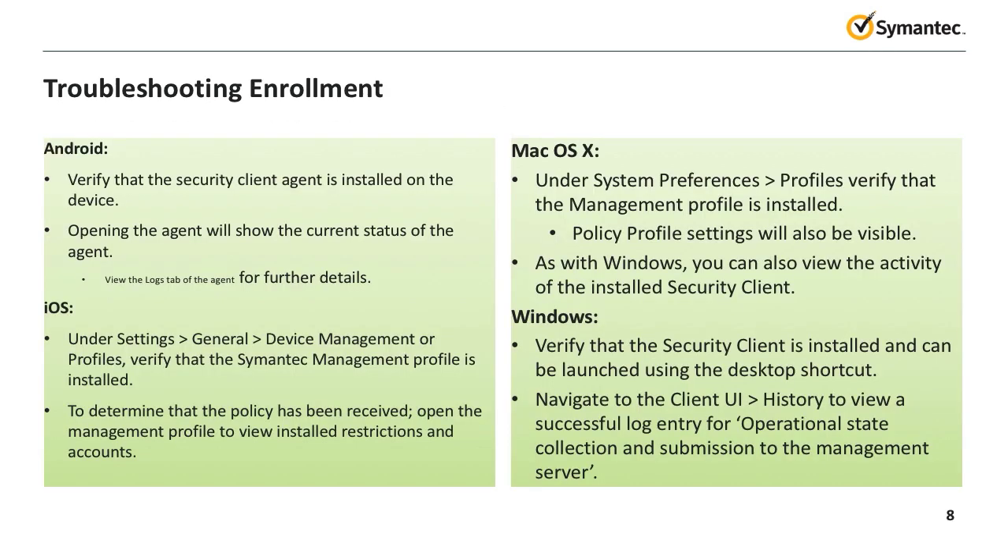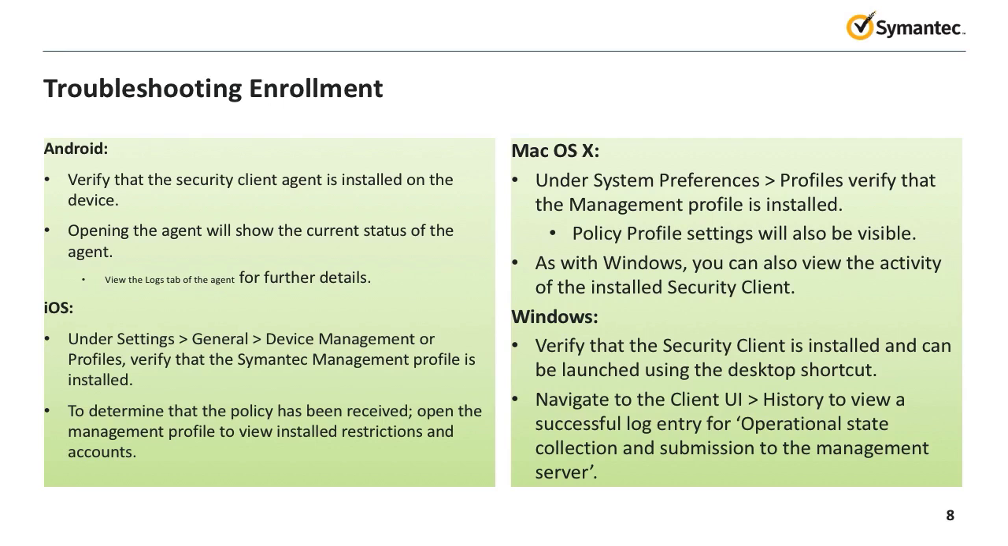Other troubleshooting tips include, for Android, verify that the security client agent is installed on the device. Opening the agent will show the current status of the agent. View the Logs tab of the agent for further details. For iOS, on the device, under Settings, General, Device Management, or Profiles, verify that the Symantec Management Profile is installed. To determine that the policy has been received, open the Management Profile to view installed restrictions and accounts.